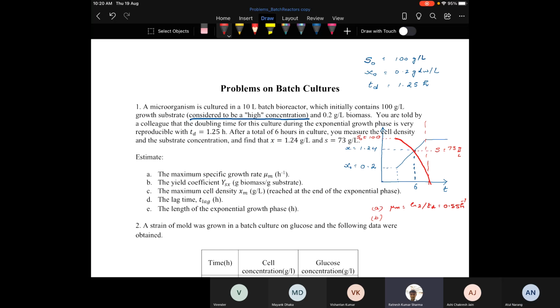Sir, we will determine first the biomass and then the substrate remaining after 6 hours, and then we can find. Yeah, can you give me the formula? Sir, I joined a little bit late, so I didn't hear like that. Okay, anybody else?